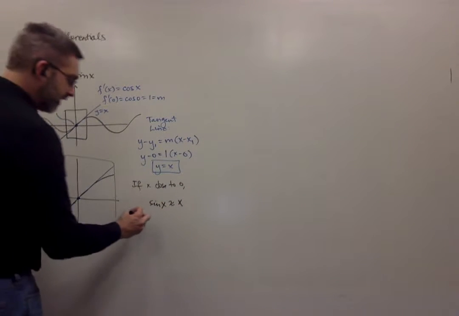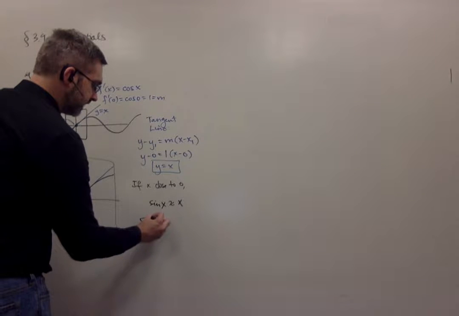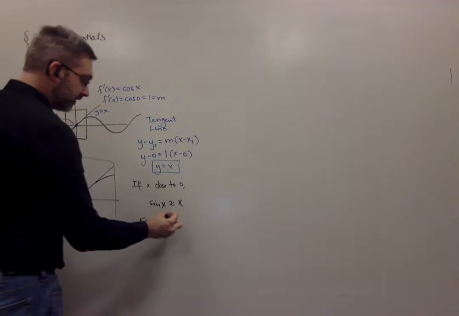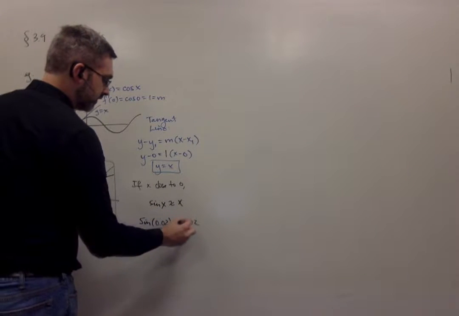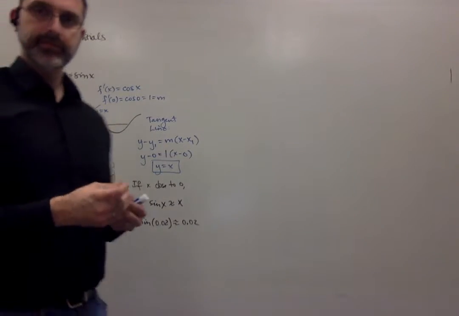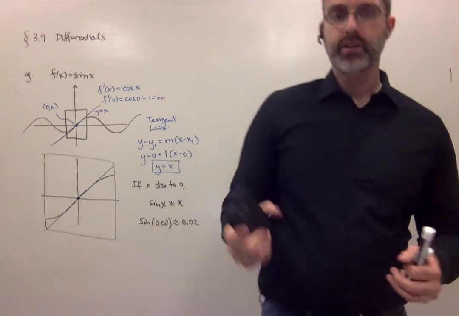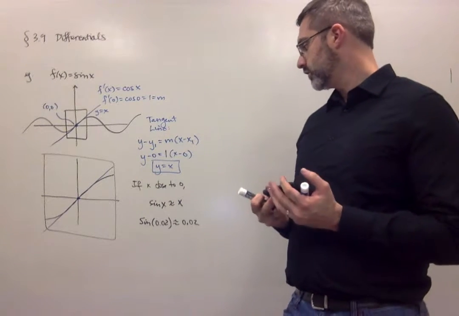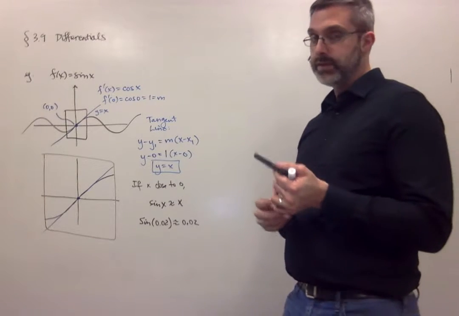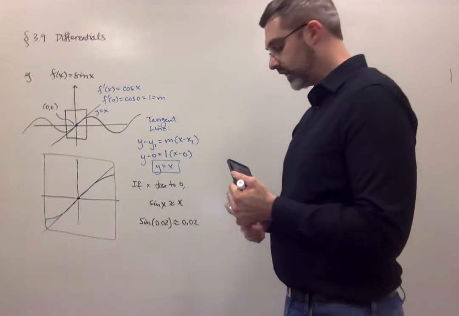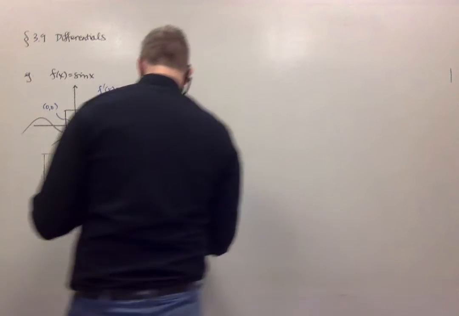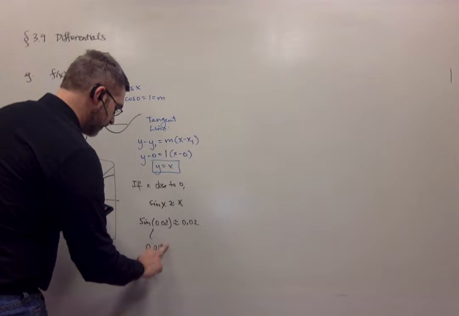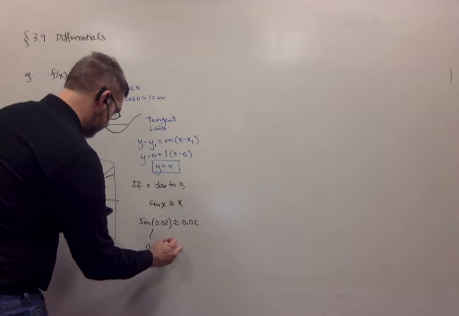So if I wanted, for instance, to take the sine of 0.02, this close to 0, you can just use the tangent line. The tangent line would say that you just get 0.02. Take a second on your calculator and just calculate the sine of 0.02, and make sure you're in radians. When I do that here, what I get is 0.0199986.